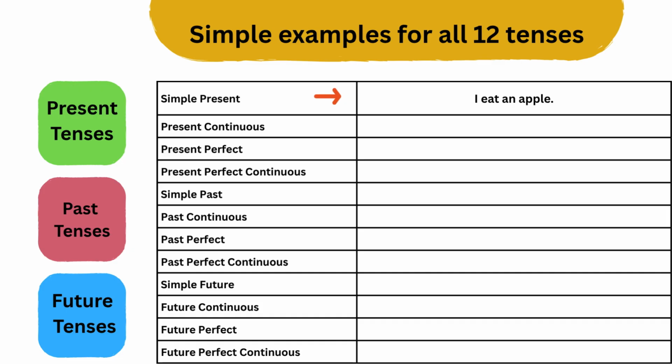Simple present, I eat an apple. We use it for regular actions. Present continuous, I am eating an apple. We use it for actions happening now.